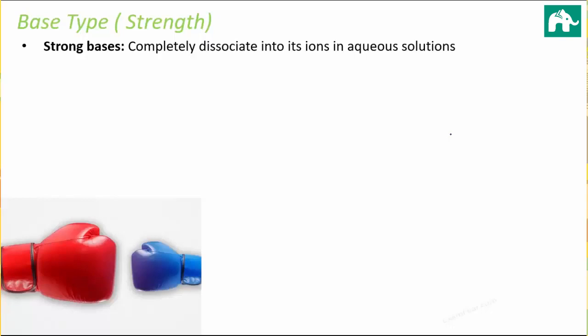So just like strong acids and weak acids, strong bases completely dissociate into their ions in aqueous solution. So whether it is a strong base or a strong acid, they completely dissociate. So examples of strong bases are sodium hydroxide, potassium hydroxide. So if you look at NaOH, it completely dissociates to form Na plus and OH minus ions.